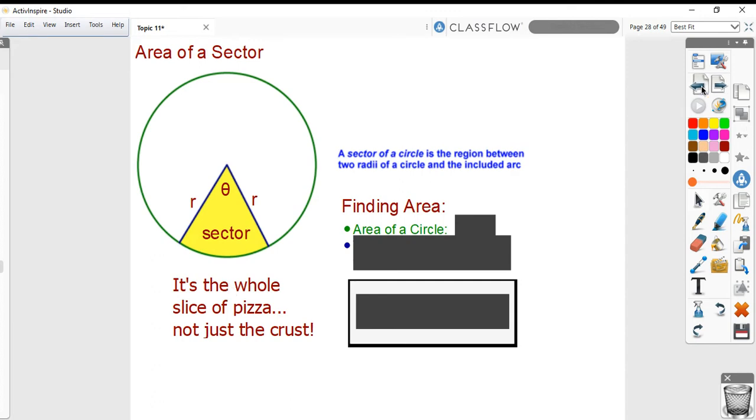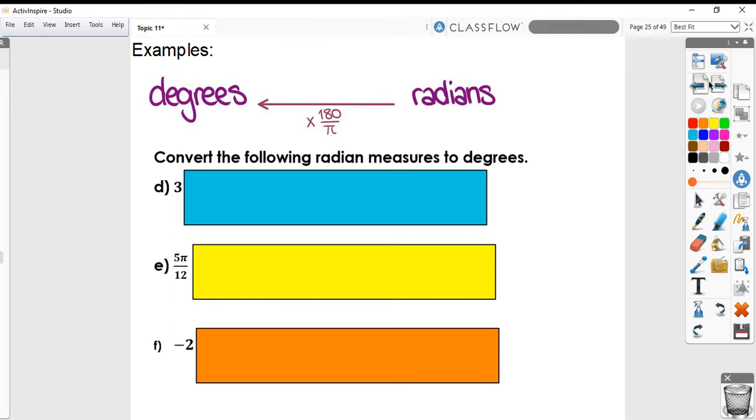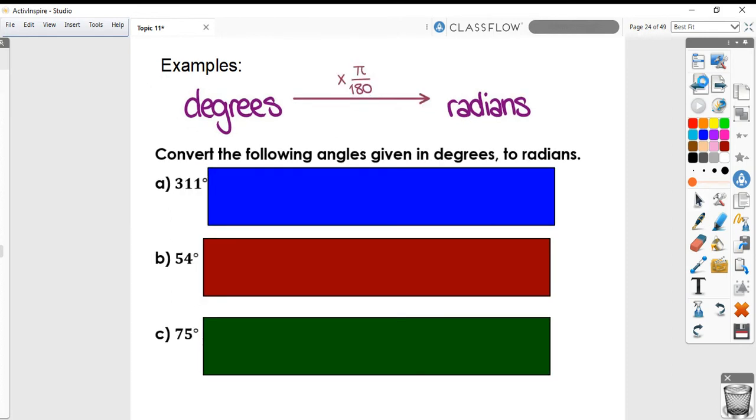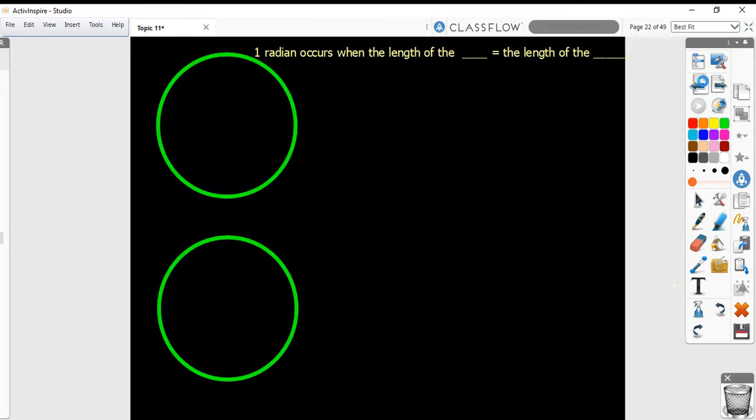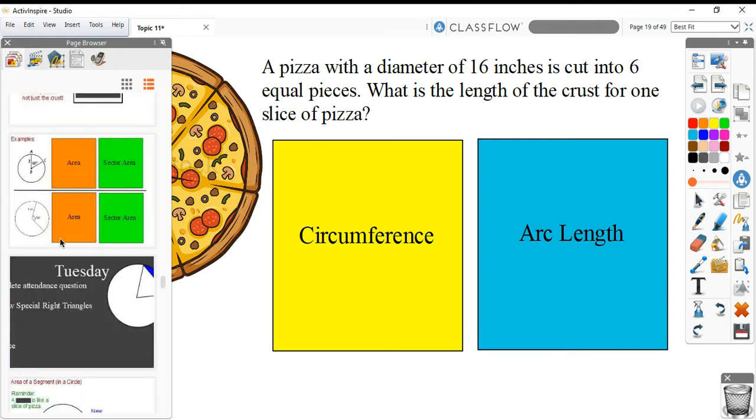When we looked at arc length, we talked about how the length of an arc is the length of that piece of crust. We're not dealing with arc length anymore. We're dealing with the entire area of this whole piece of pizza, not just the part on the very outside of the circle.